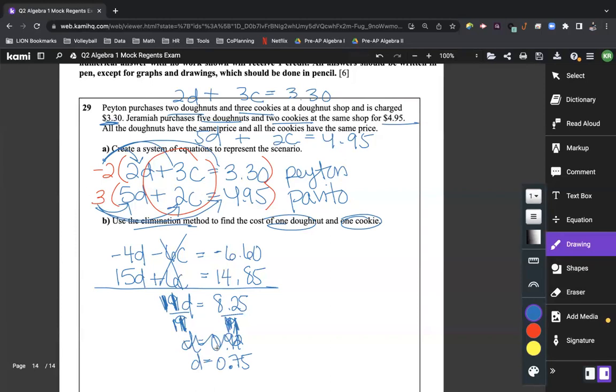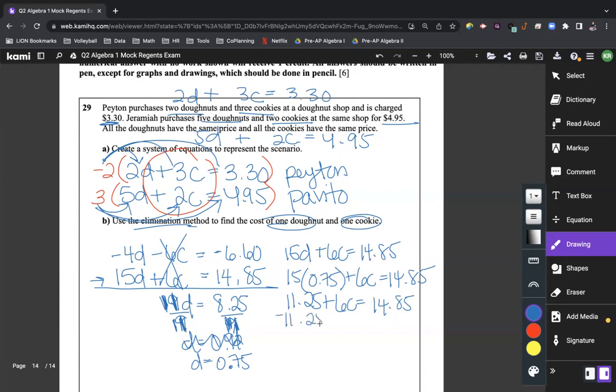So now that I know the value of D, which is indicative of the donuts, I've got to find C. So I'm just going to plug it into this bottom one here that's already positive. 15D plus 6C equals 14.85. 15 times 0.75, got that from here, plus 6C equals 1485. Now, 75 times 15 is actually 1125, plus 6C equals 1485. Go ahead and subtract that 1125 from both sides. 6C is equal to 1485 minus 1125, which is 360.